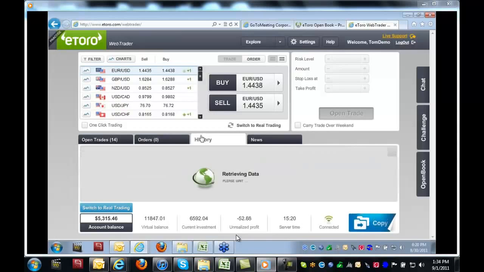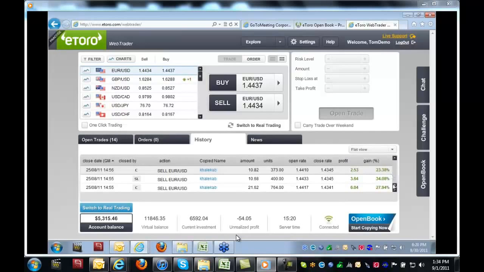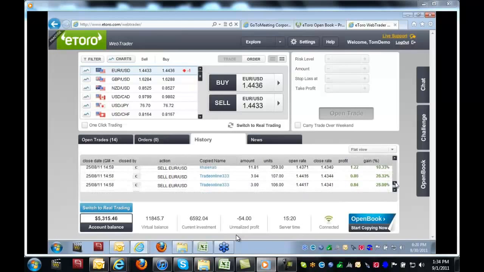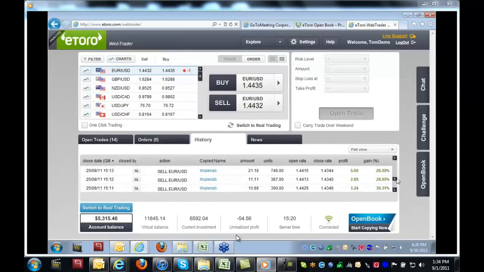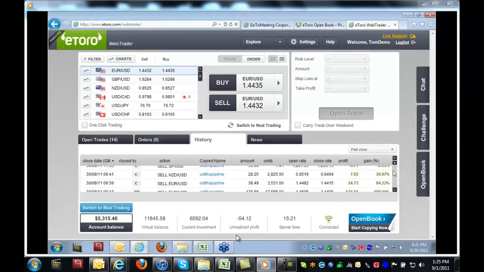Want a proof? Let's go to the history, and let's look at that. Here is the history of my positions. Copied name, profit, the percentage of gain. Some of these are small, some of these are larger, but overall, look at the green. Some of them are red, yes, but much more green than red. And that's the best thing about it, because I didn't do anything here. I really didn't do.